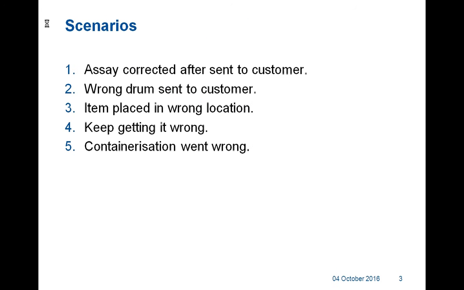There are many real-world scenarios that can occur within nuclear waste management. For example, assays may be corrected after material has been sent to a customer. The wrong drum may be sent to a customer. The items may be placed in the wrong location within the plant. These three scenarios could be continually being made and go wrong, and we have to keep recorrecting things.